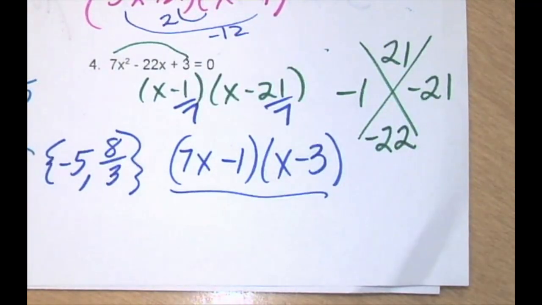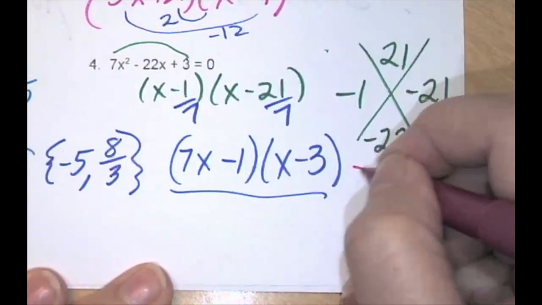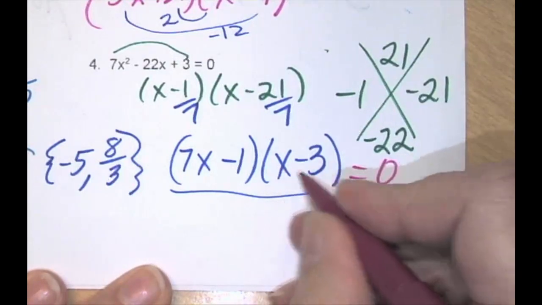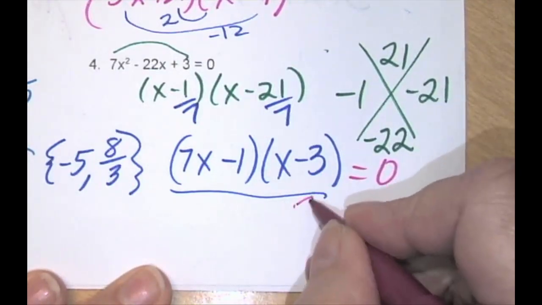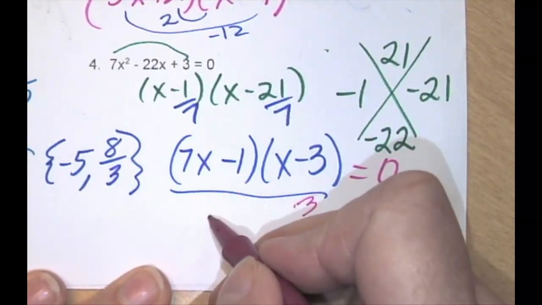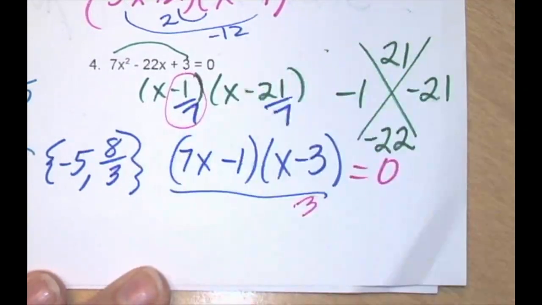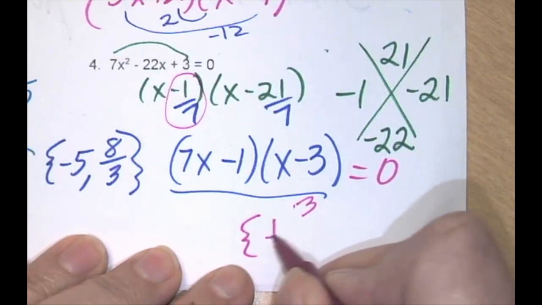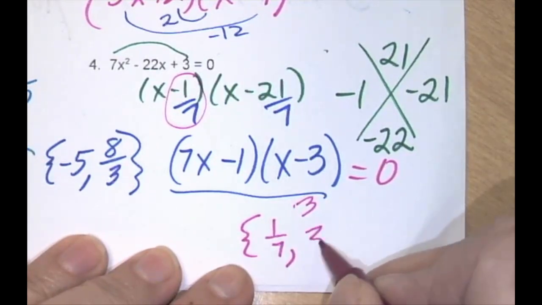If I told you to factor that, here are the factors. If I told you to find the roots, set it equal to 0 and solve. I know I can do the opposite of negative 3 and get positive 3. I can solve this, or I can look right up here and do the opposite of that. So I have 1/7 and positive 3.